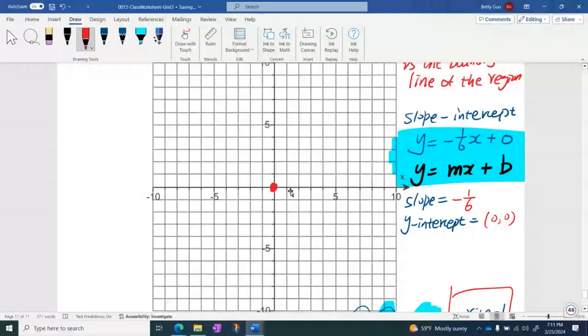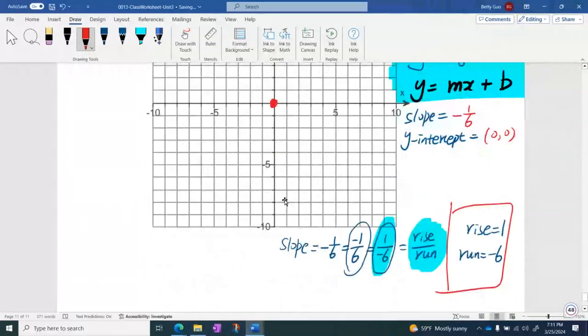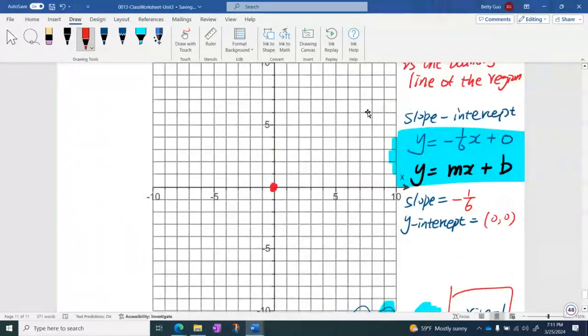From the y-intercept (0, 0), rise is 1, so I'm going to go up 1 unit. Run is -6, so we are going to the left 6 units: 1, 2, 3, 4, 5, 6. And we plot the second point.